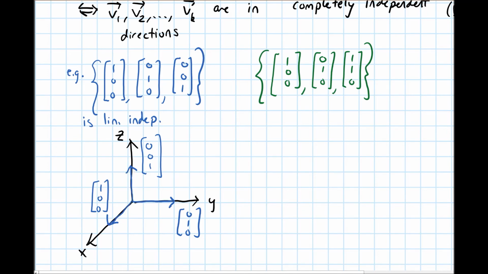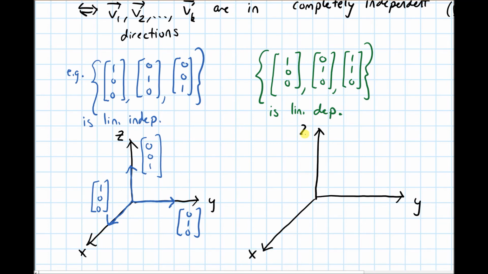I think that will be a little more clear once I compare it to this next set, the one in green. This one happens to be linearly dependent. So let's draw these and talk about why conceptually these ones are dependent, why they are not in all independent directions. I've got my x-axis, my y-axis, and my z-axis. The first vector is the same as before, (1, 0, 0). The second vector is in the y direction, the same as before, (0, 1, 0).